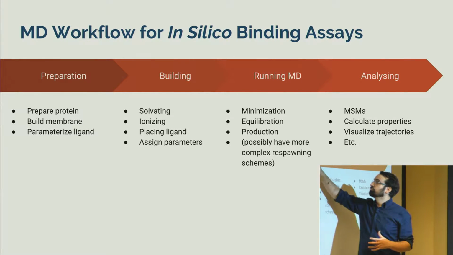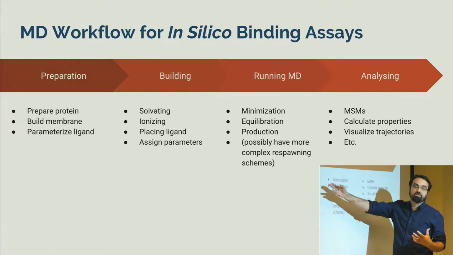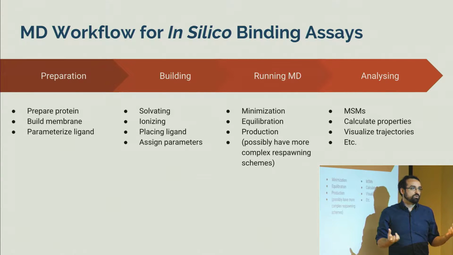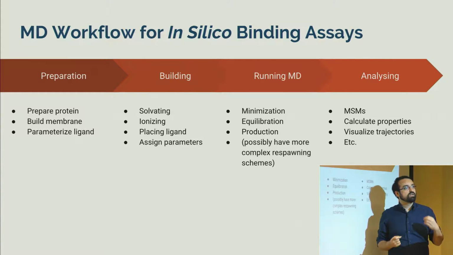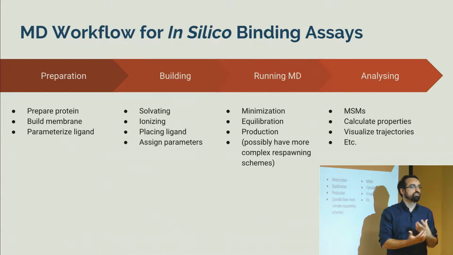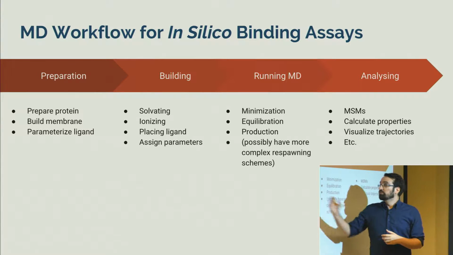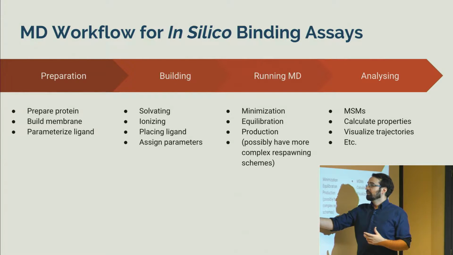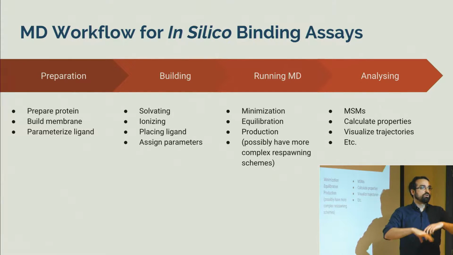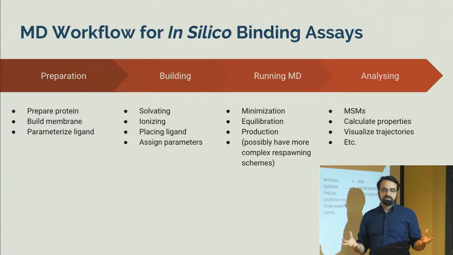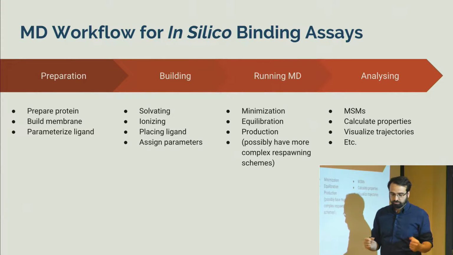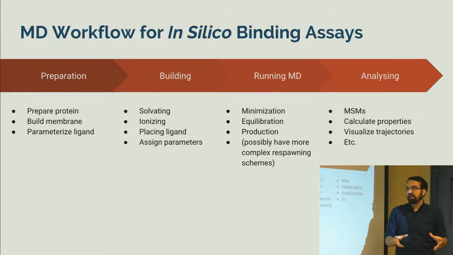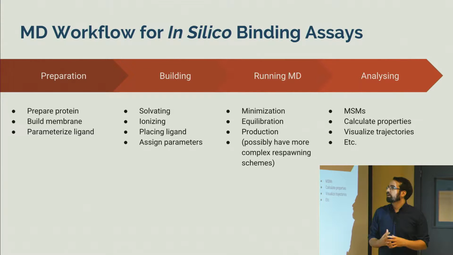Then after you do this, you need to build your system. You need to solvate it, so you put it in a box of water. You need to ionize it, because we are not living in pure water, okay? We have ions, and it's also important for charge balancing. Then you also need to place the ligand in your system correctly. You need to then assign the parameters. So you have all of your system structure. Now you need to assign the parameters correctly, so that you have a working simulation, okay?